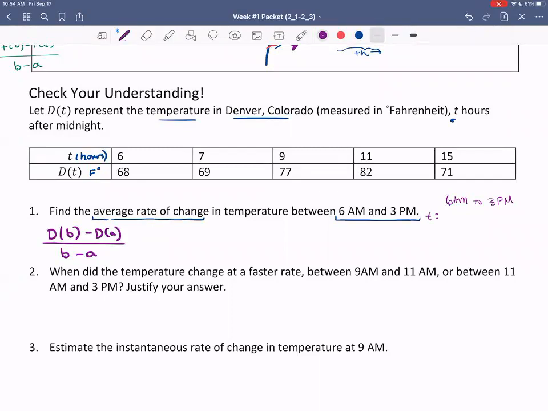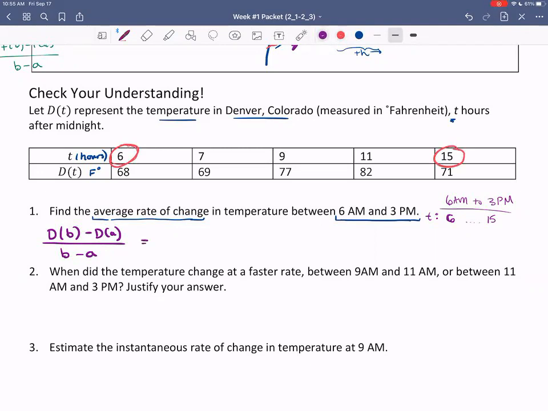Well, T is hours after midnight. So we'd want to first convert. How many hours after midnight is 6 a.m.? Well, that would be 6 hours after midnight. Then what about 3 p.m.? How many hours after midnight? Well, at 12 p.m., noon, we'd have 12 hours after midnight. So then 1 p.m. would be 13, 2 p.m. would be 14, 3 p.m. would be 15 hours after midnight. So we want to know the average temperature change from 6 hours after midnight to 15 hours after midnight.